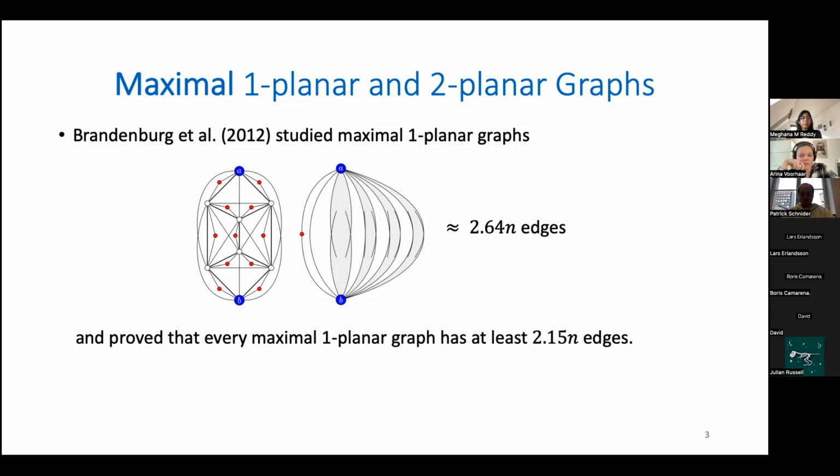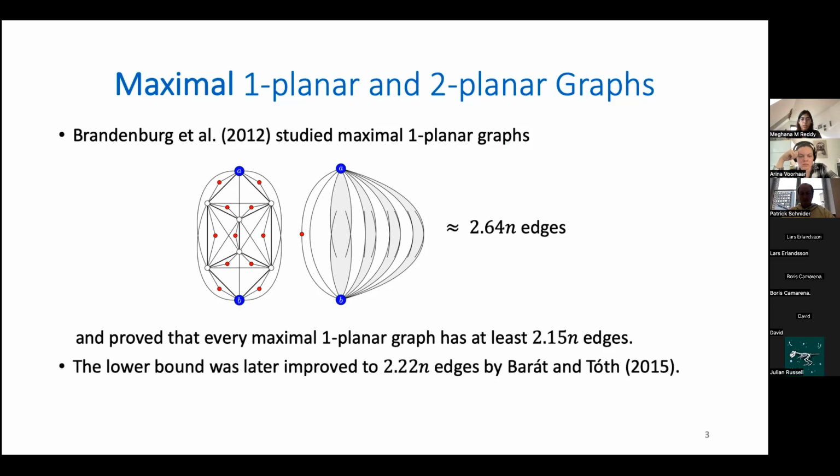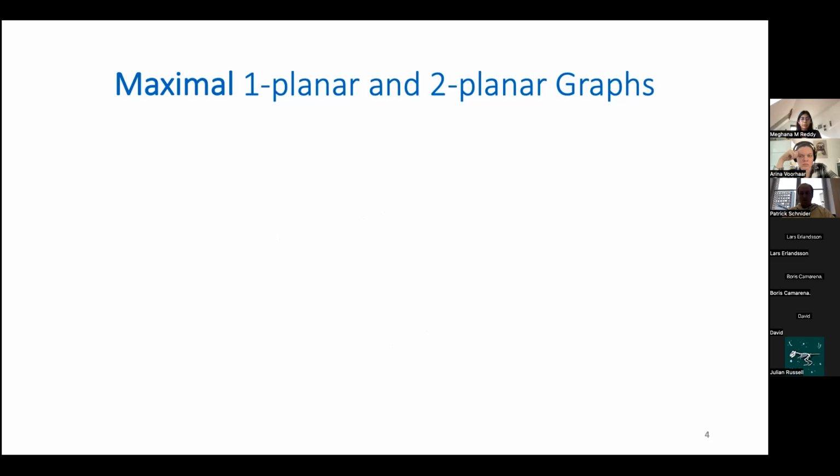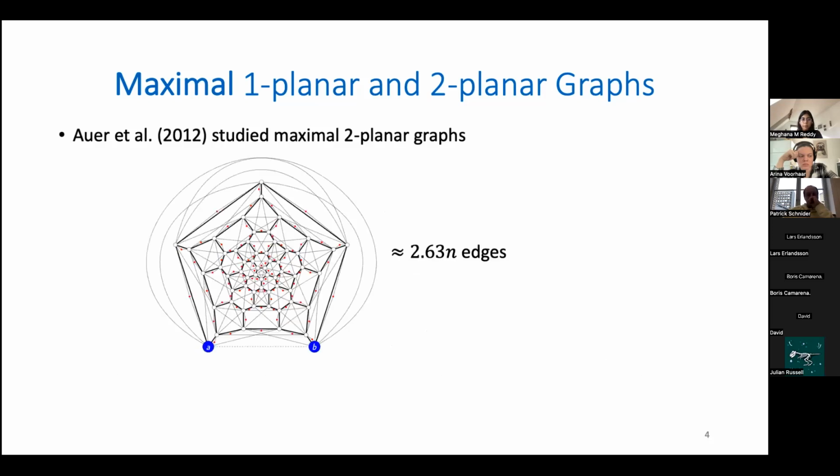And in addition, they proved that every maximal one planar graph has at least 2.15n edges. So they also gave a lower bound, saying any maximal one planar graph has at least 2.15n edges. And this lower bound was later improved to 2.22n. Now, something similar, but not as extensive, happened with two planar graphs. There are examples of maximal two planar graphs with 2.63n edges, and we did not know any lower bound until now.